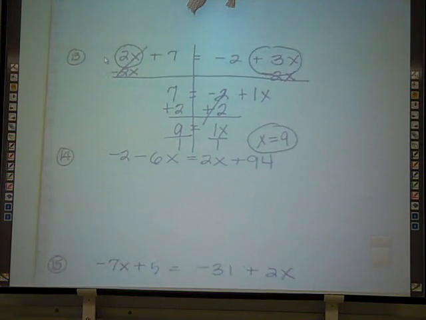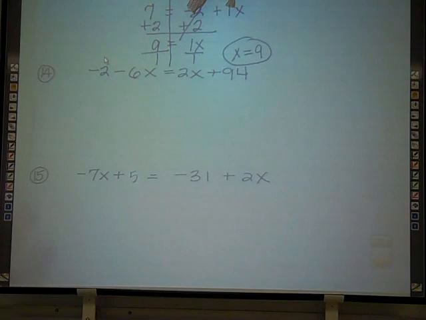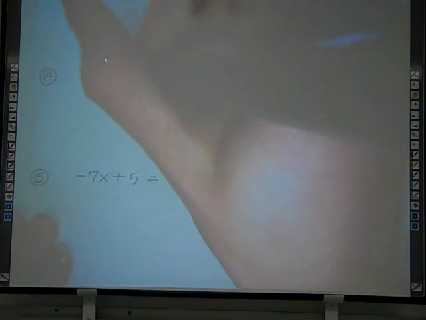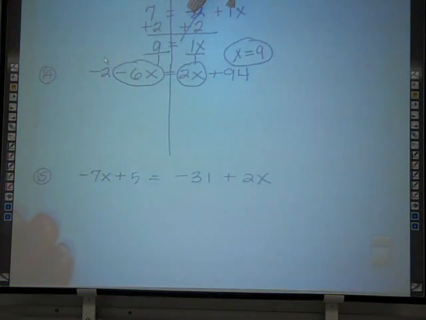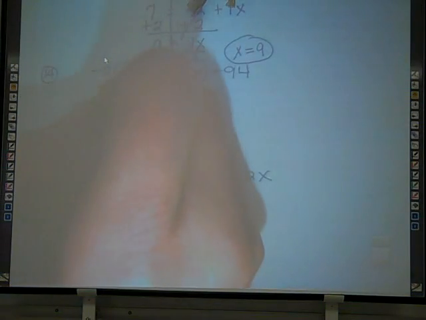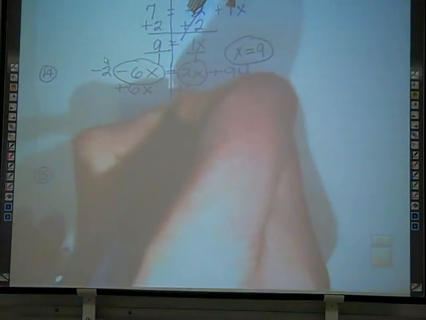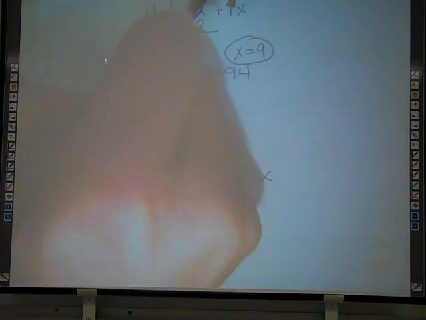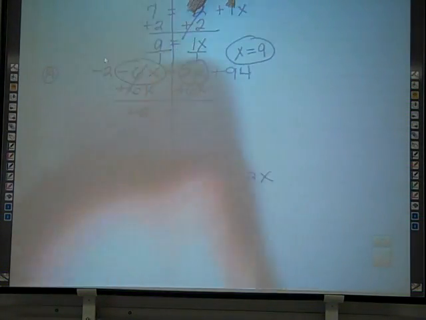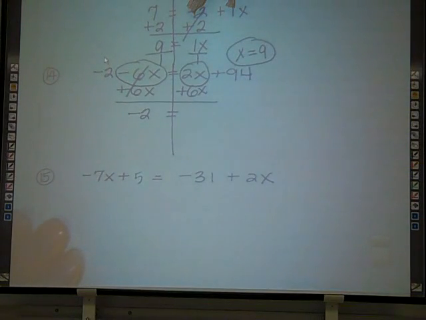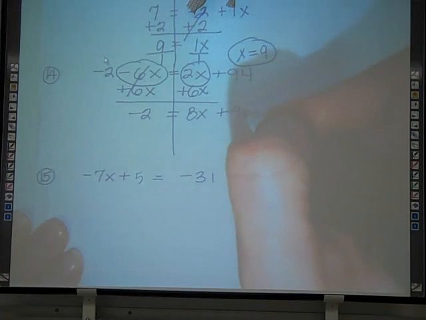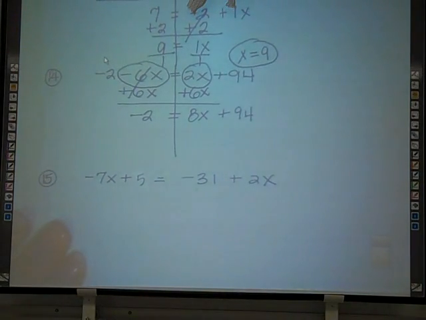Alright, number 14. Once again, find your variables. We'll notice that they are on opposite sides of the line. Now, negative 6 is the smallest, so to get rid of that, I'm going to add 6x to both sides. On the left-hand side, I have negative 2. On the right-hand side, I have 2 plus 6, which is 8x. And I still have plus 94.